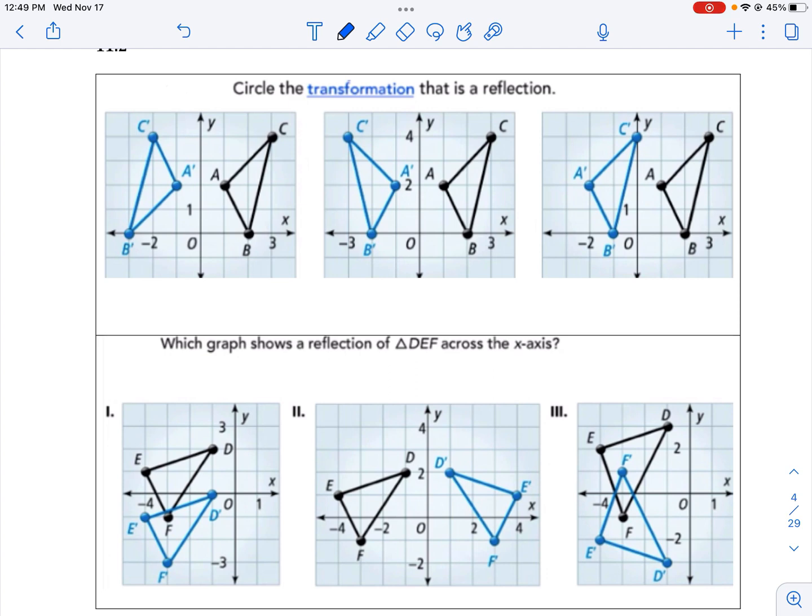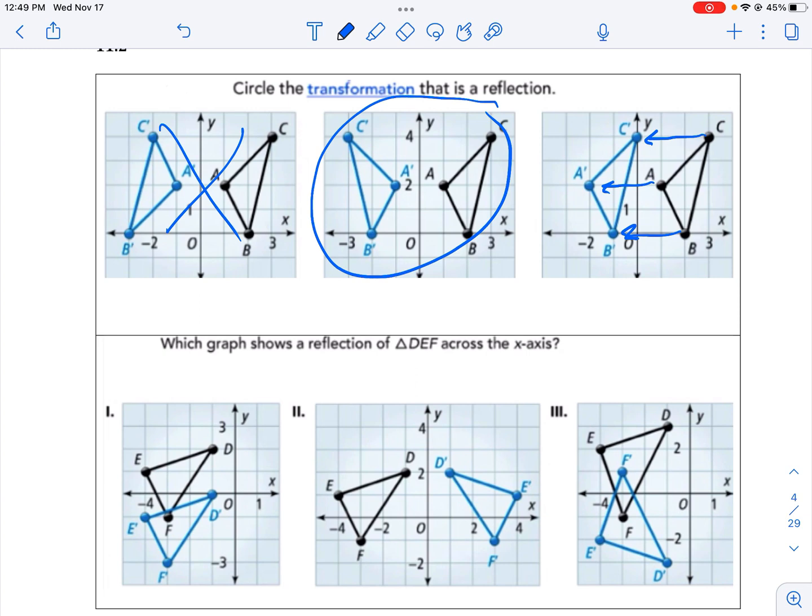So here, circle the transformation that is a reflection. Look to see which two shapes are exact opposites of each other. So in this first one, we see it looks kind of flipped, but it looks kind of turned as well. That one's not a reflection. This last one is just a translation where it just slid to the left. So this middle one is what we would call a reflection.